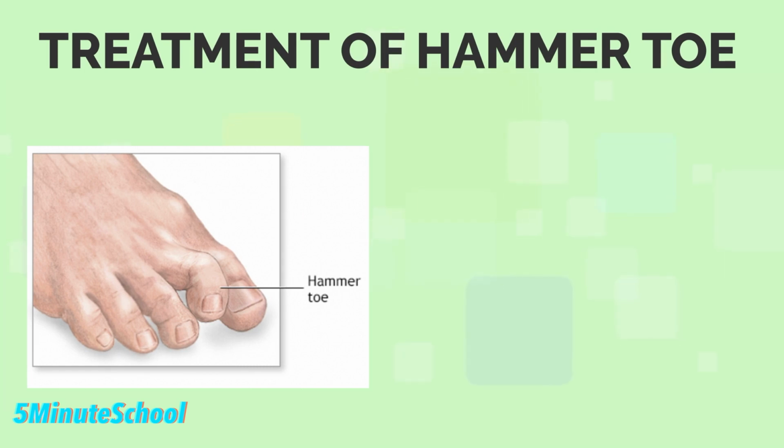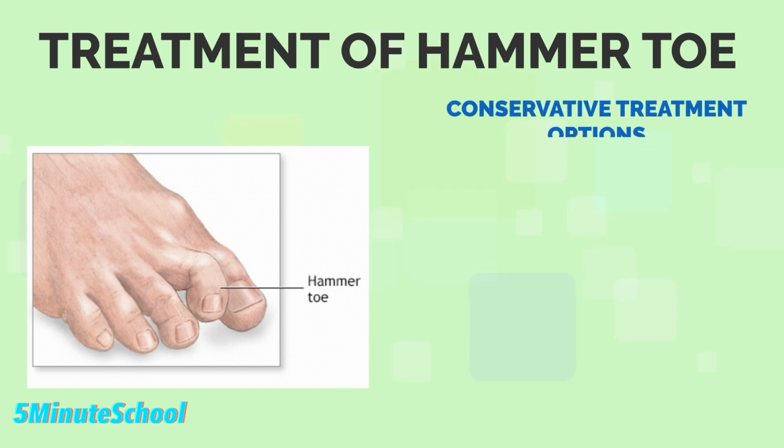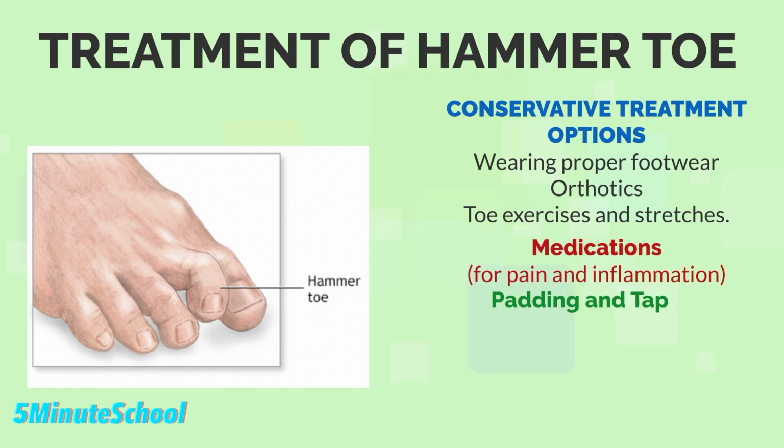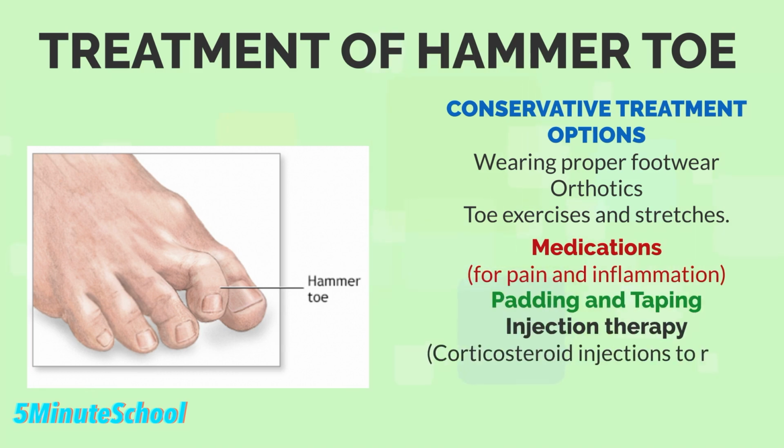In terms of treatment of hammer toe, it depends on the severity of the condition and the symptoms which may be present, but the treatment options include conservative measures. This is where the case is mild, so often non-surgical approaches can help to alleviate pain and prevent further progression. These would include wearing proper footwear, so choosing shoes with a wide toe box and low heels to reduce pressure on the toes; orthotics, which refer to a wide variety of orthopedic footwear, including custom-made shoe inserts, which can help correct imbalances and provide support; and toe exercises and stretches to help improve flexibility and muscle balance.